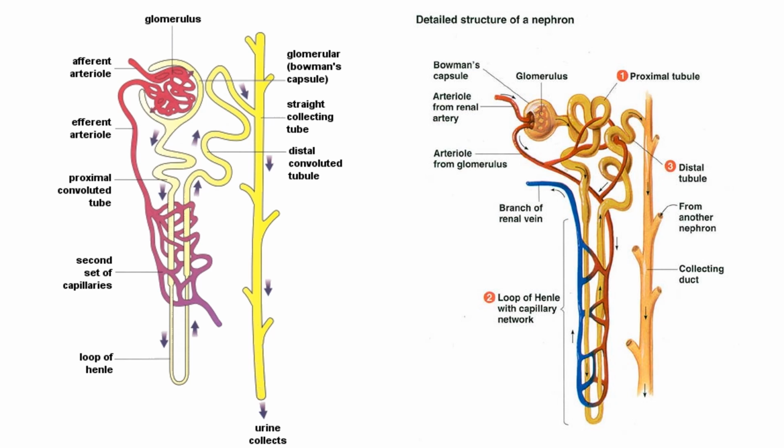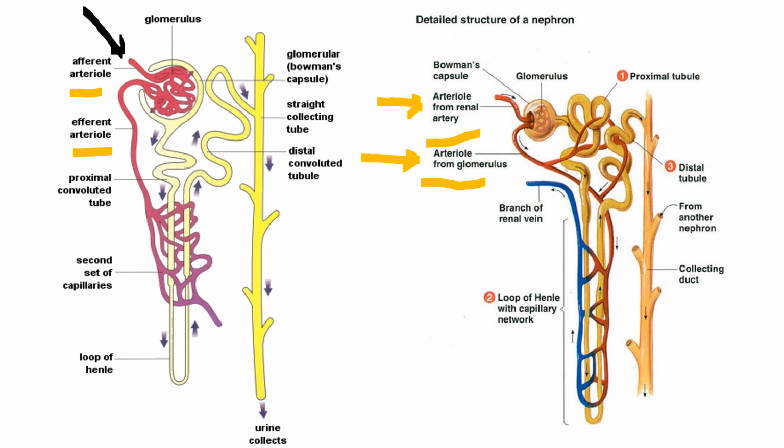Here it says arterial from renal artery, arterial from glomerulus. I want you to use these terms, afferent and efferent. This one is the afferent, this one is the efferent. Afferent goes in, efferent comes out. So let's trace the fluid, if you like. So the fluid comes in as blood into the afferent arteriole.